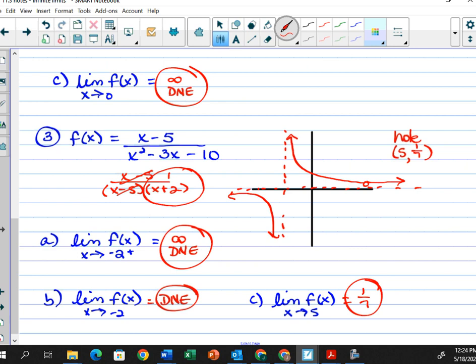Like for letter B. Okay. So you see how the left side and the right side are going different directions? So it's going to be DNE because there's an asymptote. But it's not infinity and DNE because they don't go the same direction. If they both went this way, then it's infinity DNE. This, just DNE. Okay. Anything else before we move on?